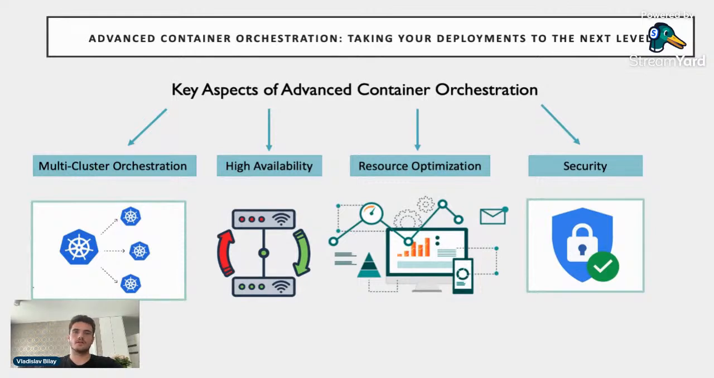The next one is resource optimization. Efficiently using resources is a significant concern, especially in large-scale deployments. Advanced orchestration tools employ techniques like bin packing, vertical and horizontal autoscaling, and resource quotas to optimize resource usage and reduce costs. Consider a cloud-based video streaming service.